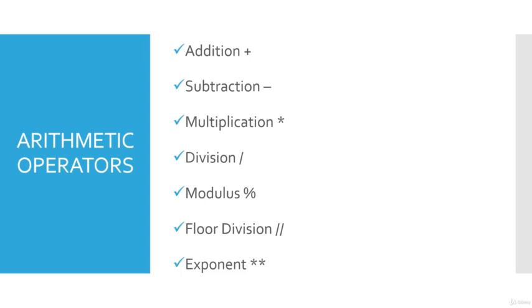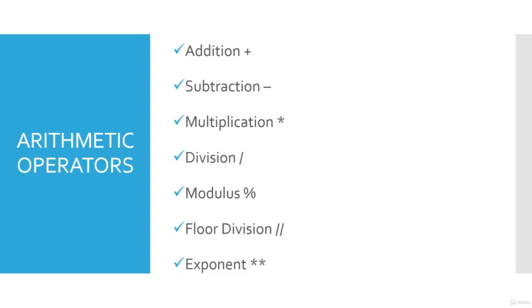But first you should know what is the meaning of operators. Simply, operators are special symbols in Python programming language that carry out arithmetic or logical computation. And the value that the operator operates on is called the operand.